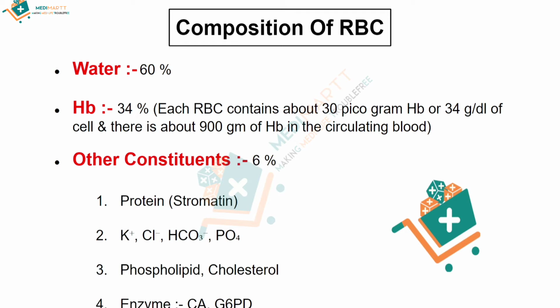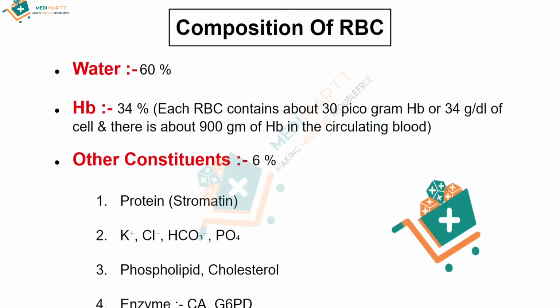That is just from the understanding: each RBC contains about 30 picogram, which is a unit of hemoglobin, or we can say 34 gram per deciliter of the cell. There is about 900 gram of hemoglobin in the circulating blood. That's the point. Now the other constituents.